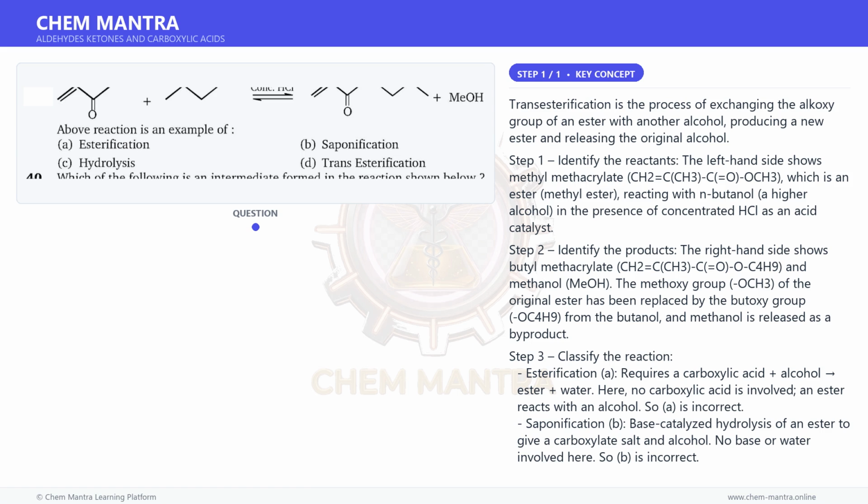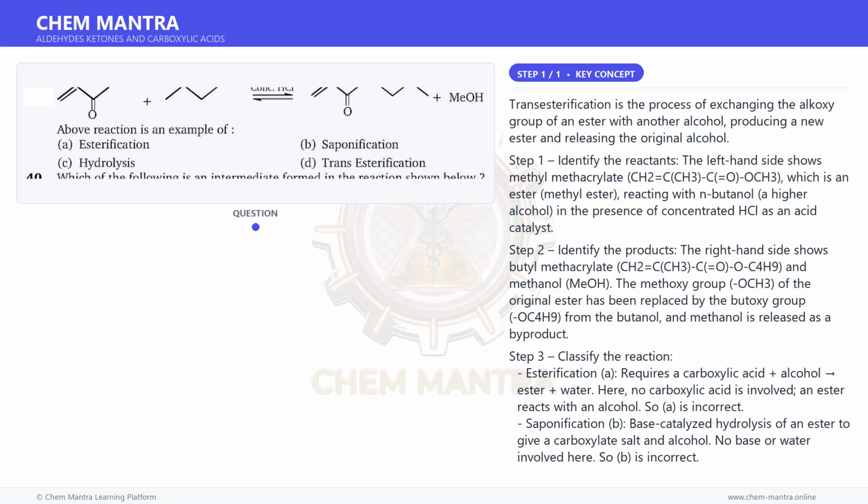Step 2. Identify the products. The right-hand side shows butyl methacrylate, CH2=C(CH3)C(=O)OC4H9, and methanol, MeOH. The methoxy group, OCH3, of the original ester has been replaced by the butoxy group, OC4H9, from the butanol, and methanol is released as a byproduct.